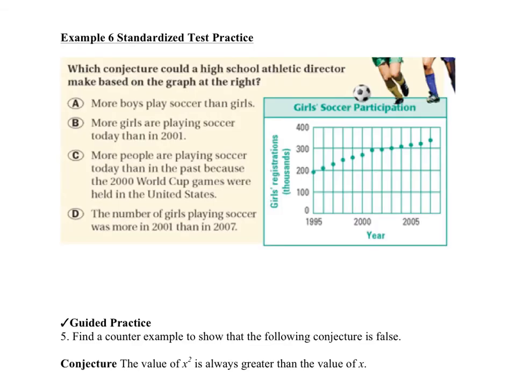And I just have a test practice here. We're going to look at which conjecture could a high school athletic director make based on the graph to the right. Okay, so what do we have a graph of? We have a graph of girls registration over year. So it's participation. Is there anything mentioned about boys? So we look at answer A. Answer A, it's girls, not boys at all, right? Boys aren't even mentioned. So it can't be that one.